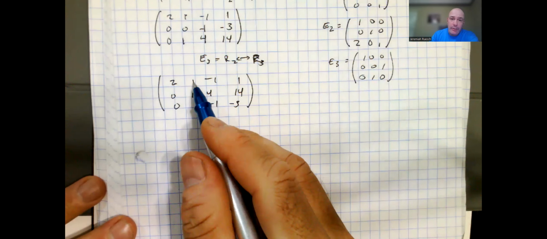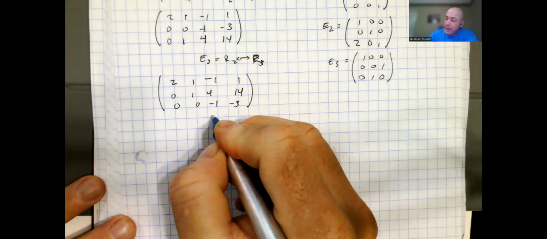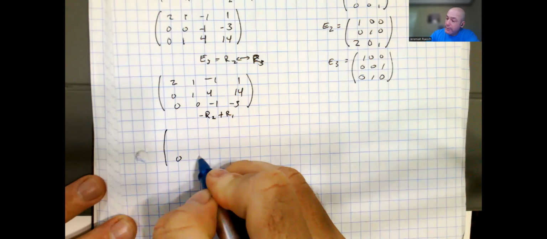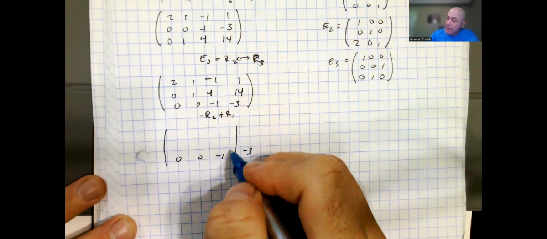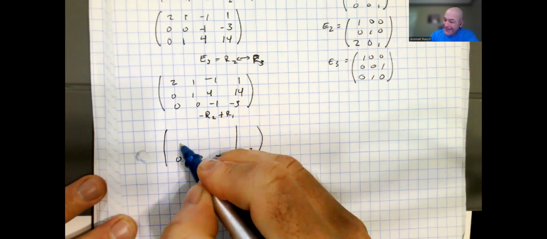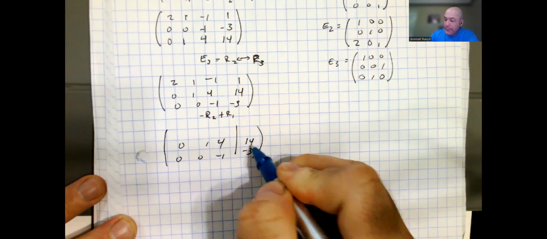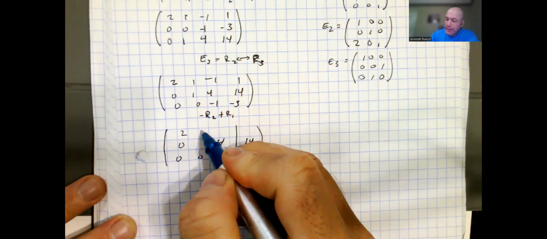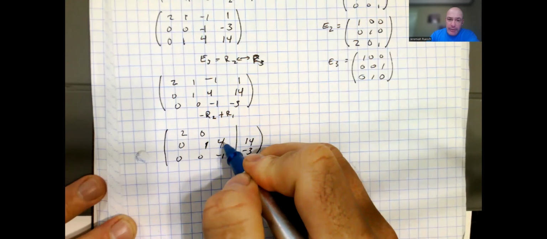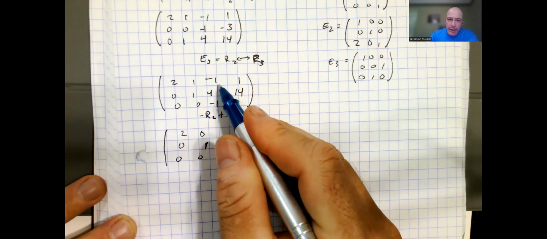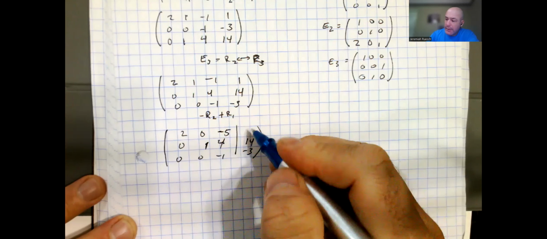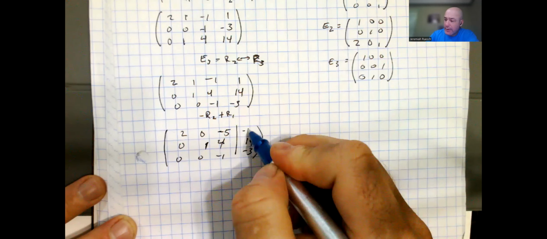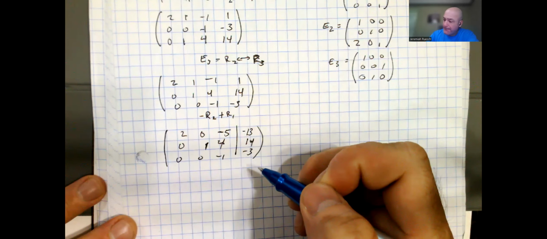So now to eliminate the one up here, all I'm going to do is take the opposite of row 2 and add it to row 1. Okay, and so 0, 0, -1, -3. 0, 1, 4, and 14. Okay, so I'm going to take the opposite of row 2. So this is going to stay the same. This is -1 now. Add to that, that's 0. This opposite is -4. Adding it to a -1 makes this a -5. Okay, and then opposite of that is -14. Adding -14 to a +1 makes this a -13. Okay.